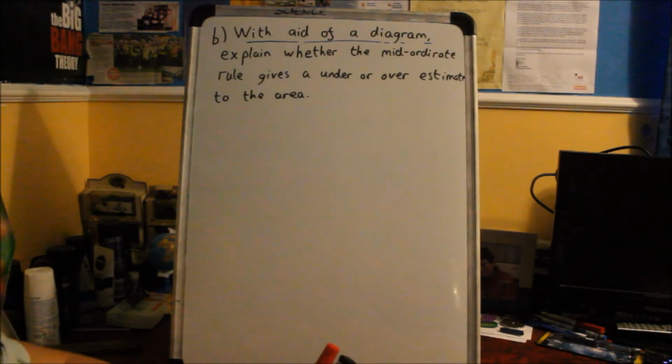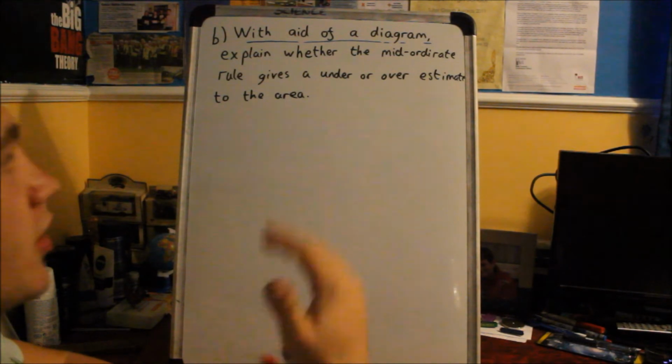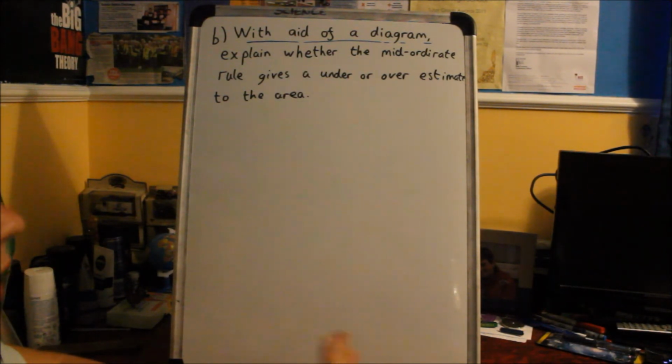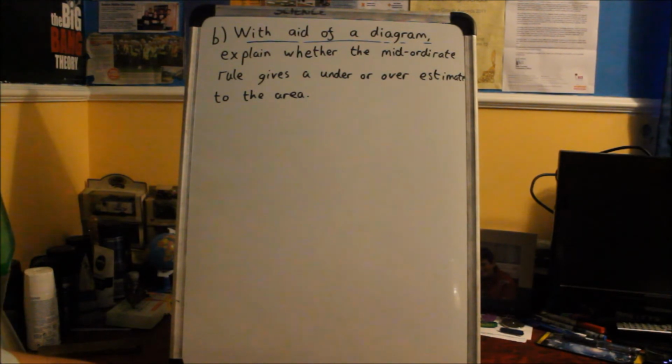Now in the examiner's report they said this is why a lot of people lost the marks, because without the aid of a diagram you don't get the second mark. You can't just say if it's under or over and get the mark. You need the diagram and then whether it's an under or over estimate to get the 2 marks. There's 2 marks available in this.